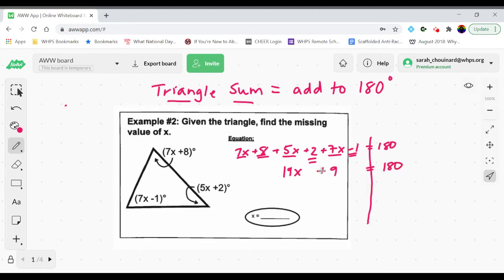So first I need to get rid of the plus 9 by doing minus 9 on both sides. That leaves me with 19x equals 171. And if I divide both sides by 19, I get that x is equal to 9. So the missing value of x is 9.